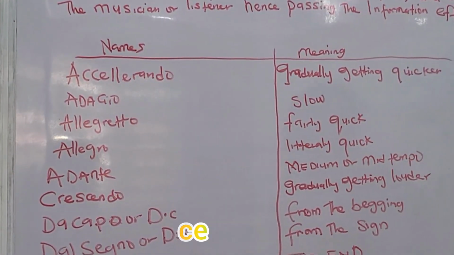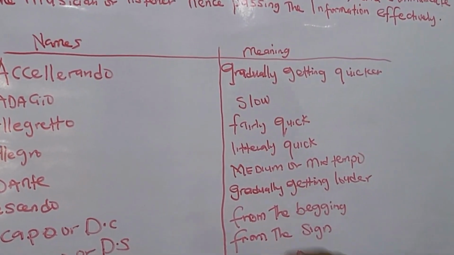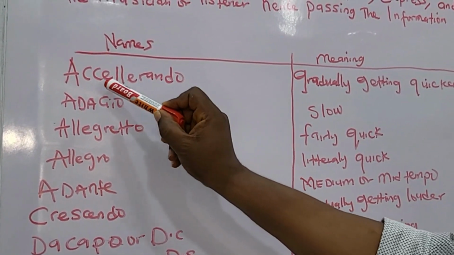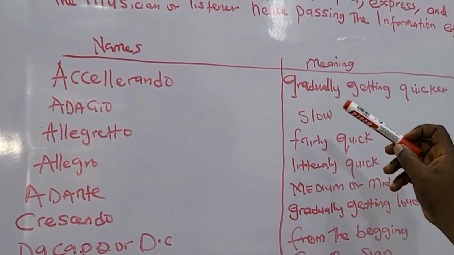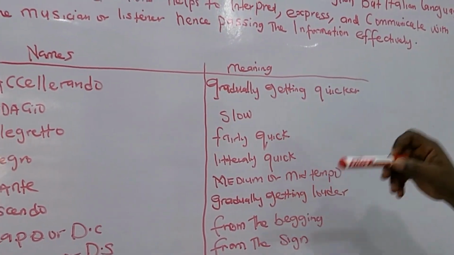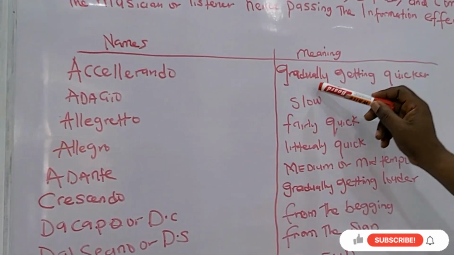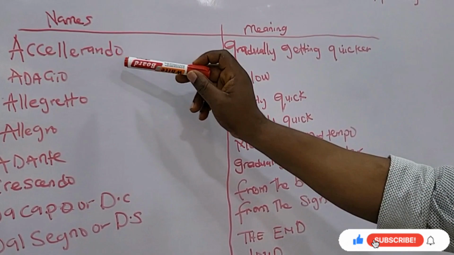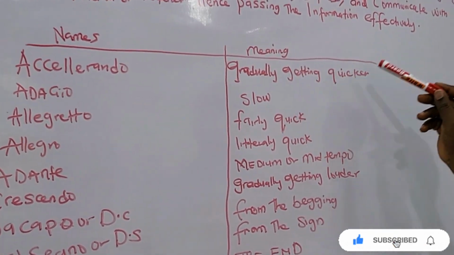From the word accelerate, it means if you see this on a piece of music, from the time you see accelerando, you should play the music, let it gradually be getting quicker. It means gradually getting quicker. Whenever I see accelerando in any music piece, it means gradually getting quicker.